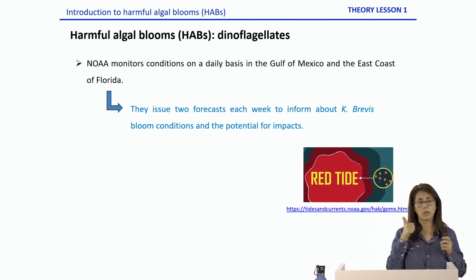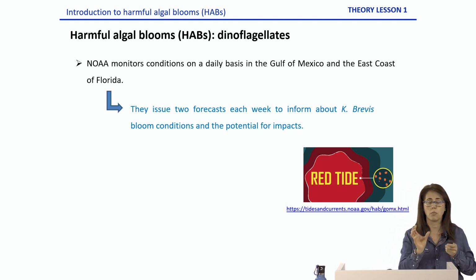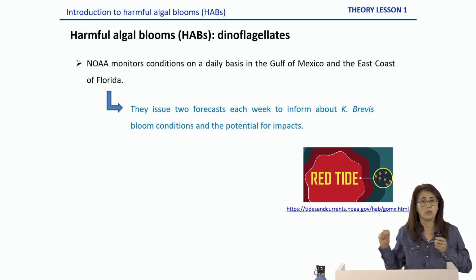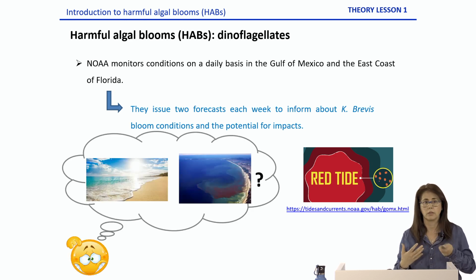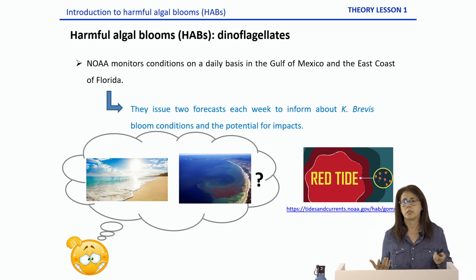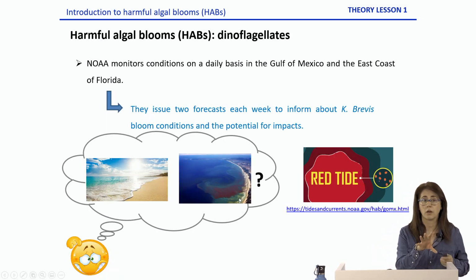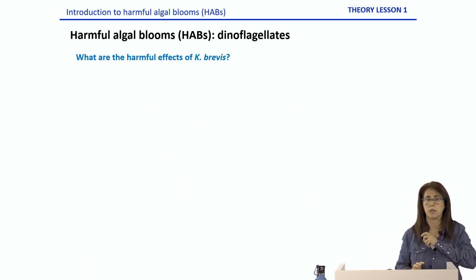The good thing is that because they monitor on a daily basis, they issue 2 forecasts each week to inform about the existence or not of these Karenia brevis blooms and the potential for their impacts. But also, if you subscribe to the webpage, you can get a report on a daily basis, so even more frequent. So let's think, for example, that you want to go to the beach and you don't know whether you are going to find a fantastic day at the beach or a nasty algae bloom. You can log in to their webpage, find the beach where you want to go, and see the report telling you whether it is safe or not to visit this place.